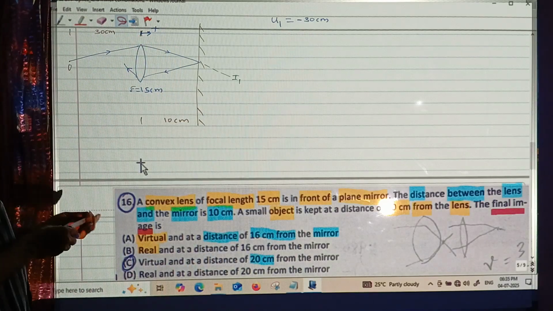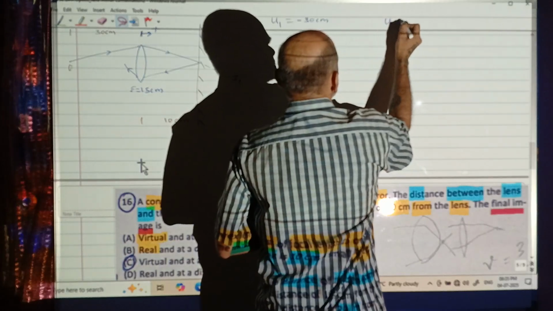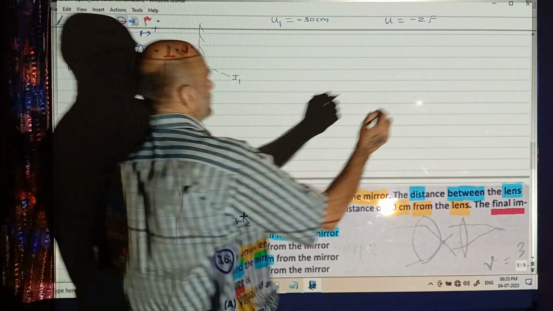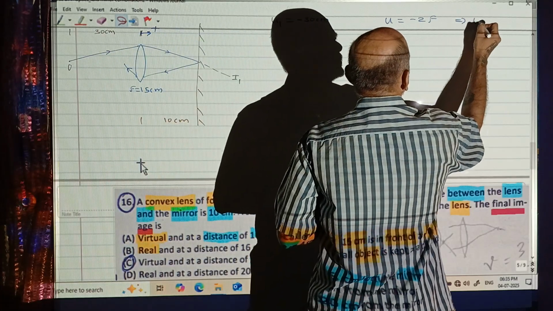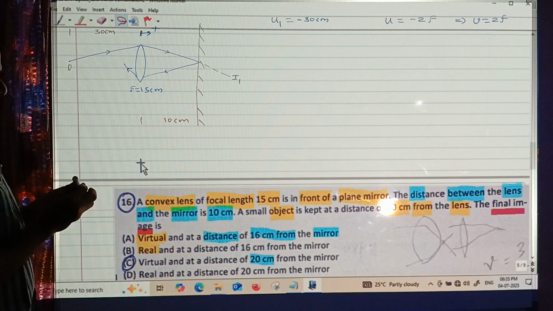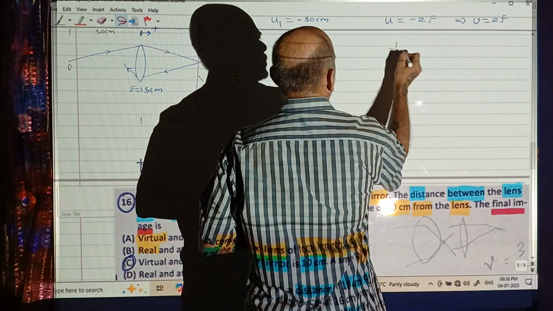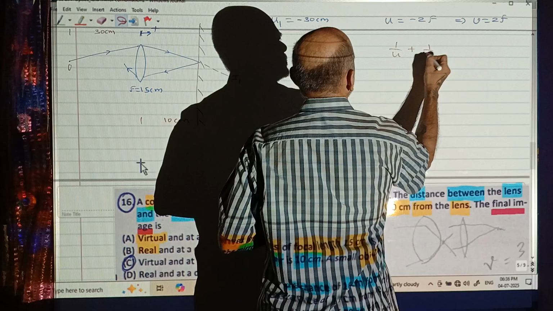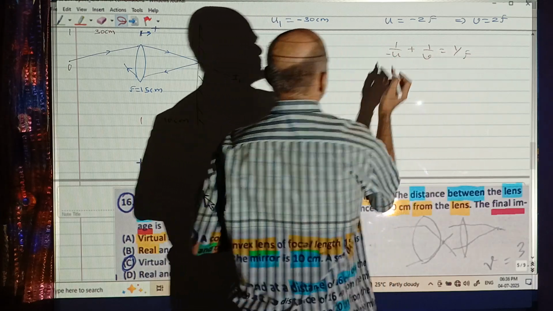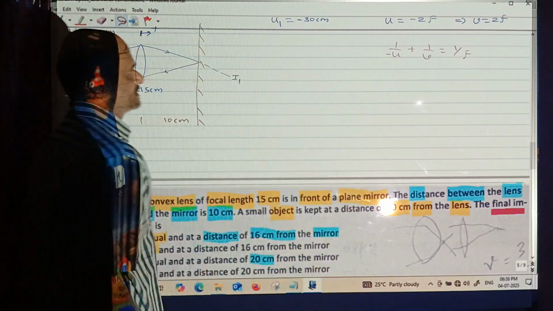And one result I can use for a convex lens: when U is minus 2f, which is on the left side, V is 2f. This result can be proved easily using the lens formula. Lens formula is 1 by U plus 1 by V equal to 1 by f. And there is a minus sign here because U is on the left side. To make this term positive, you have to put the minus sign here.